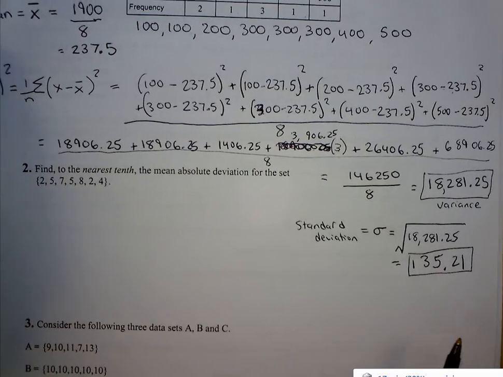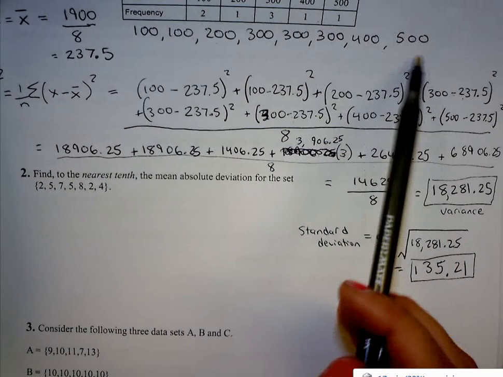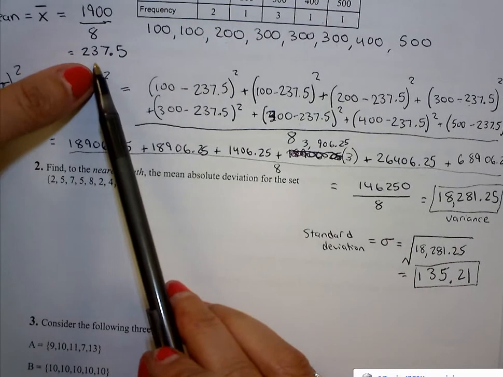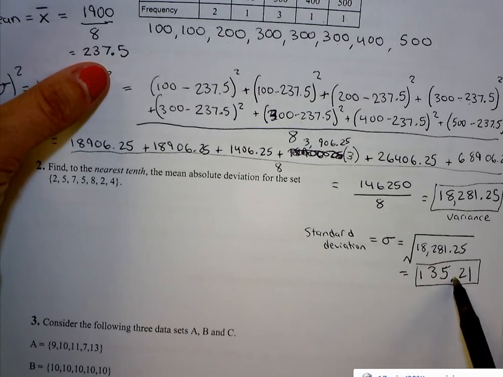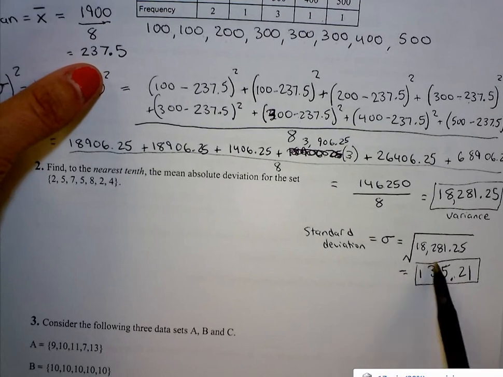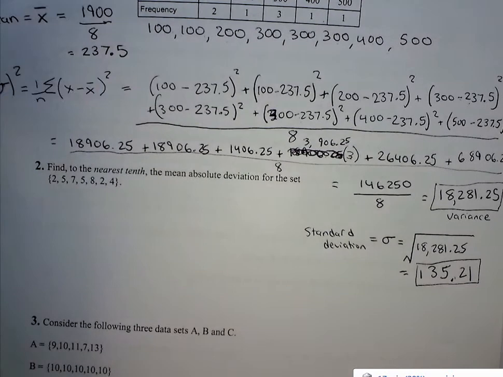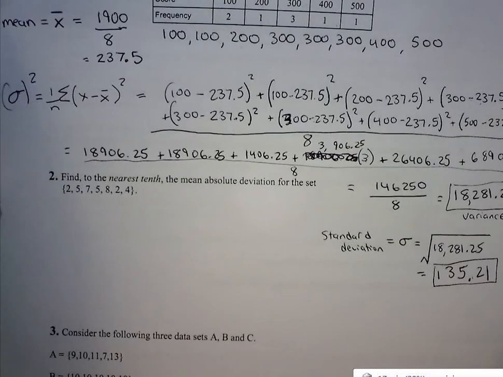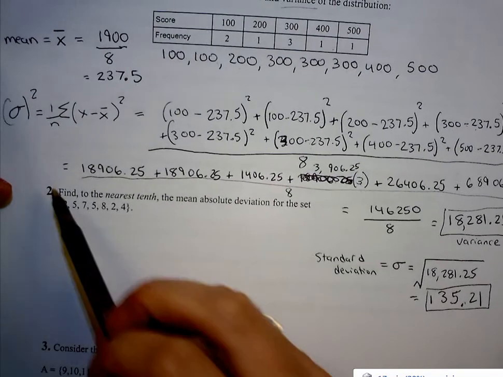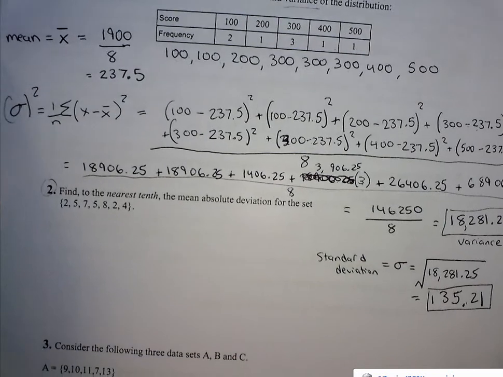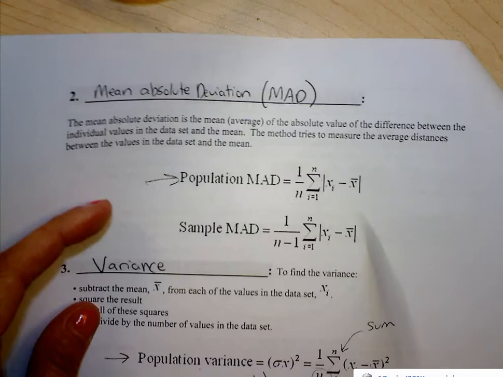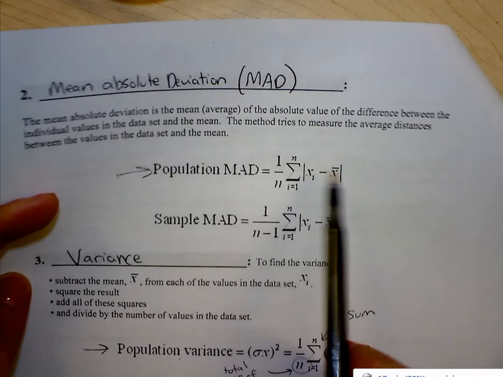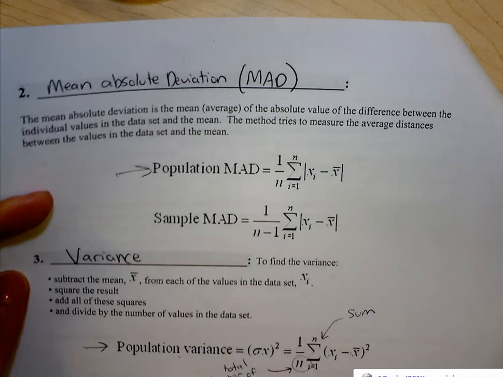So what this is saying is that each point on average is going to differ from the mean. My mean is 237.5. On average of 135.21. This is actually a really big standard deviation. So they deviate a lot from the mean going up and down. All right. I'm going to stop there, and we will do number 2, the mean absolute deviation for these numbers. If you would like to try this on your own, then you're using this equation. So you're taking the value, subtracting from the mean, taking the absolute value, and then dividing by n.